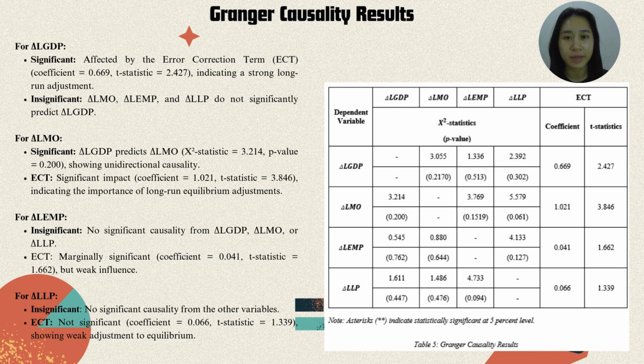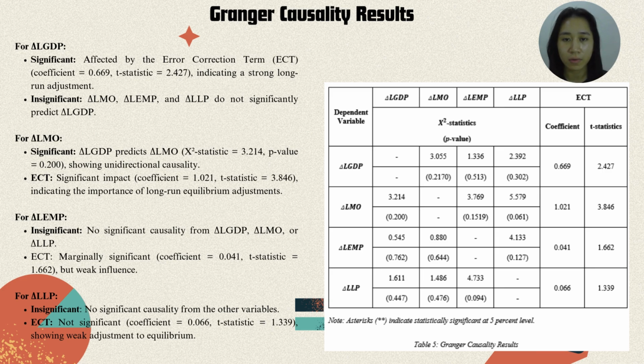For change in LGDP, the error correction term ECT is statistically significant with a coefficient of 0.669 and a t-statistic of 2.427. This suggests that the long-run equilibrium adjustment significantly influences the short-run dynamics of LGDP. However, the changes in LMO, LEMP, and LLP do not significantly predict changes in LGDP, as their p-values are above the 0.05 significance level. This indicates that LGDP is not strongly affected by these variables in the short run.